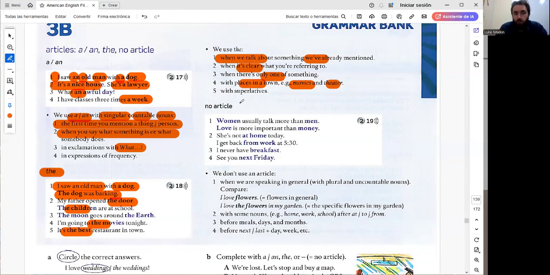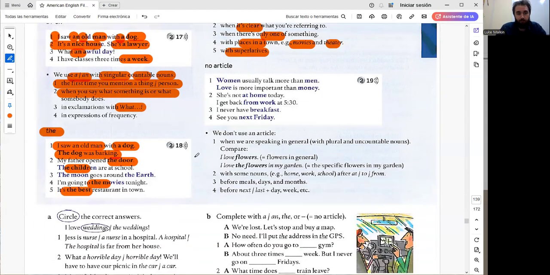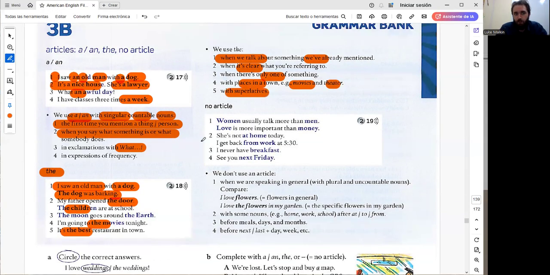And finally, we use the with superlatives. It's the best restaurant in town. It's the most beautiful place I have visited. But sometimes we don't use a and we don't use the. This is no article, and here's where things are a bit different to Spanish.